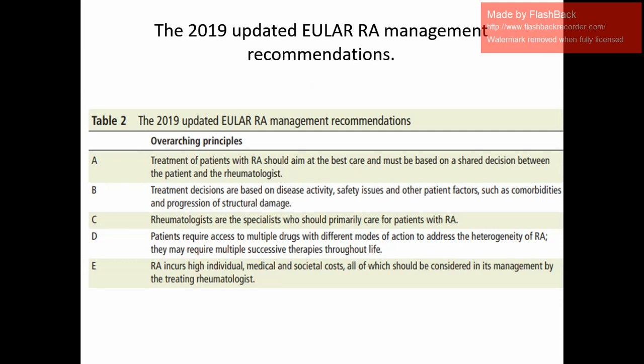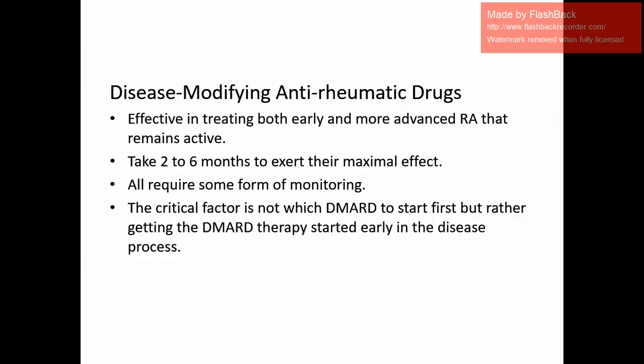Third, rheumatologists are the specialists who should primarily care for patients with rheumatoid arthritis. What it means is physician must also refer for consultation with rheumatologist in every case of rheumatoid arthritis. Fourth, patients require access to multiple drugs with different modes of action to address the heterogeneity of RA. Heterogeneity of RA refers to the variation in the presentation of rheumatoid arthritis patients. And 5, rheumatoid arthritis incurs high individual medical and societal costs. We know that biological DMARDs and targeted DMARDs are mostly out of reach of most ordinary people.